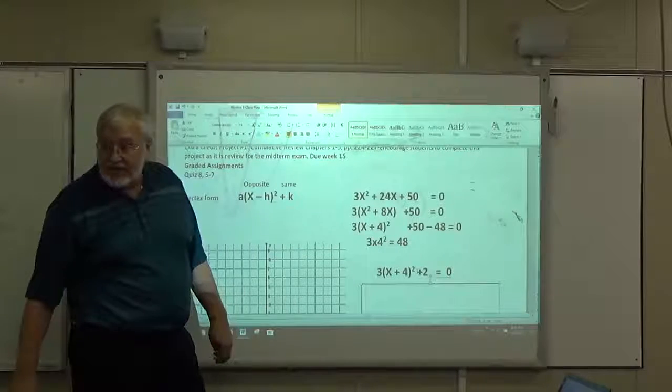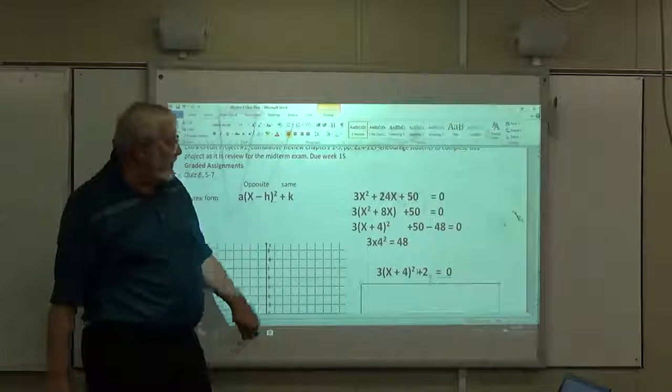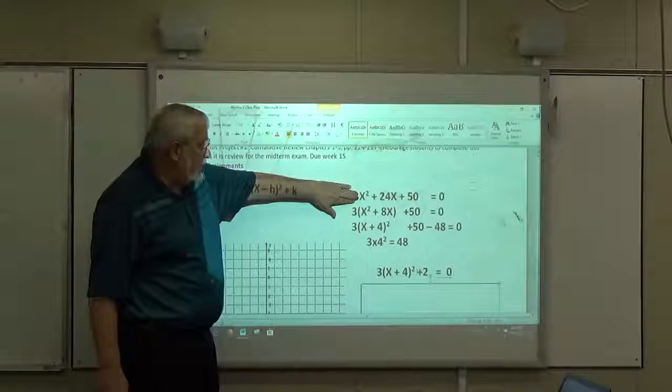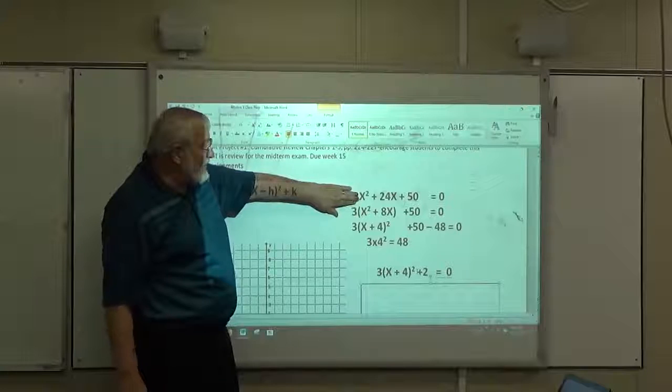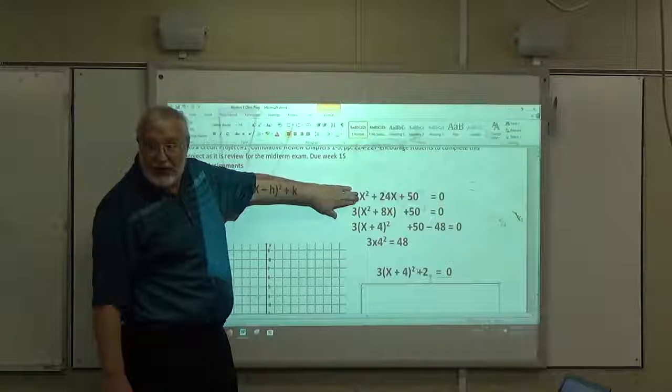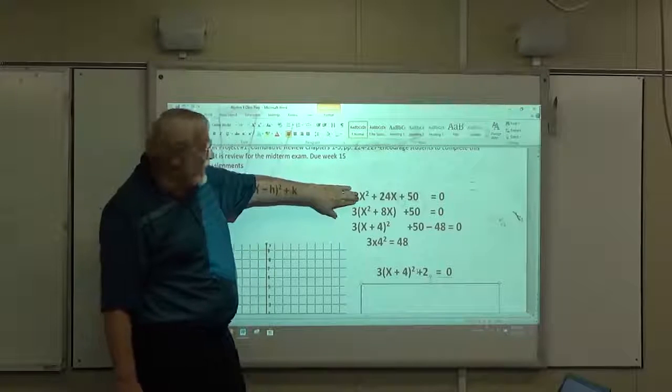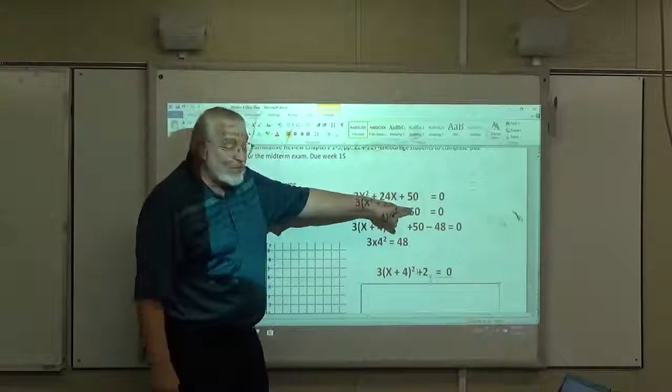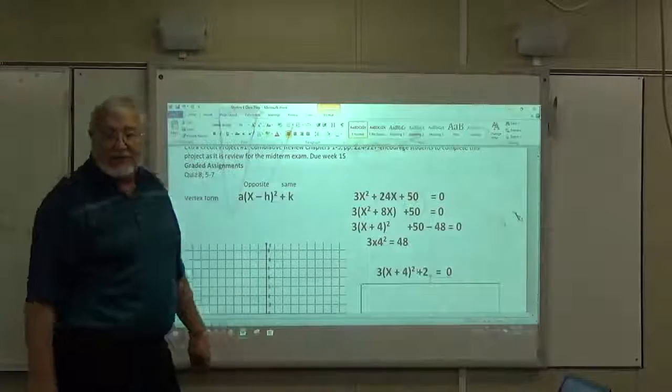Yes, Hannah? If the 3 was a 1, and it was just x squared, would you just skip the second step? You'd skip this, right, because you already have it, and then you take half of the 24 and use 12. Right. And then it would have been 12 squared, 144, added to that. Okay, cool. Yes, correct. Good question.